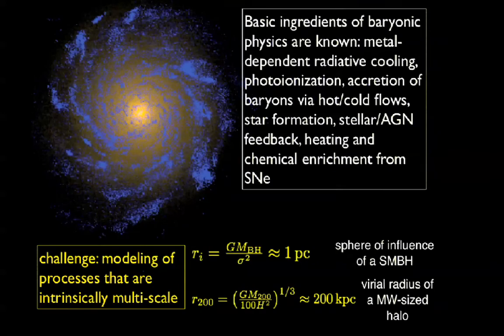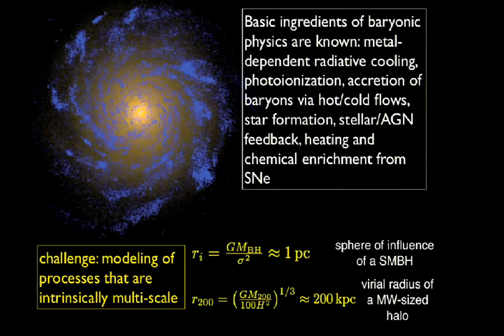So the basic ingredients of baryonic physics are known: metal-dependent cooling, photoionization, accretion of baryons via hot and cold flows, star formation, stellar evolution and feedback, heating and chemical enrichment from supernovae. The challenge again is modeling a system that has gas and stars as well as dark matter on a number of scales and processes that are intrinsically multi-scale. You can see that, for example, by computing the sphere of influence of a supermassive black hole, the supermassive black holes that we see at the center of galaxies.